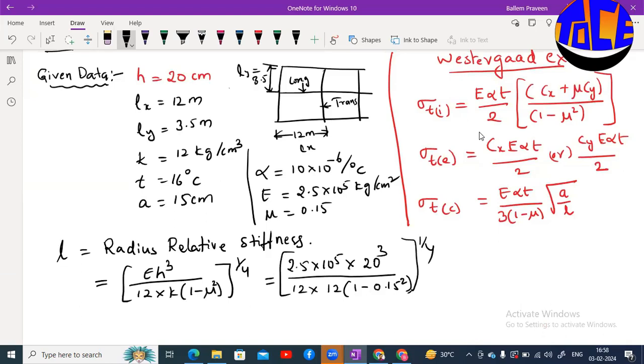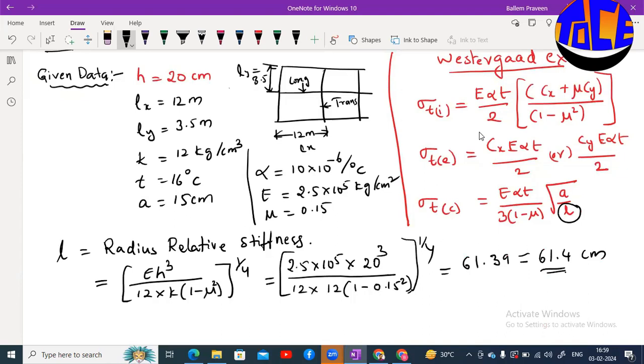So if we calculate this, we'll get a value around 61.39. So let us take it as 61.4 centimeters. Okay, so in this equation we need to substitute the values in centimeters and kgs itself. Okay, so we got the L value. So the L value we can substitute here.